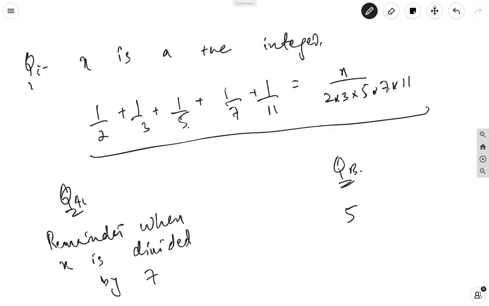I will repeat the question. x is a positive integer such that this expression holds, that 1 over 2 plus 1 over 3 up to 1 over 11 is equal to x over 2 into 3 into 5 into 7 into 11. Quantity A is the remainder when x is divided by 7 and quantity B is 5. You have just 1 minute to solve this question.